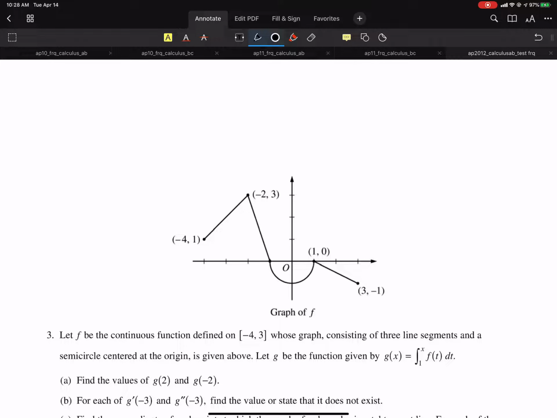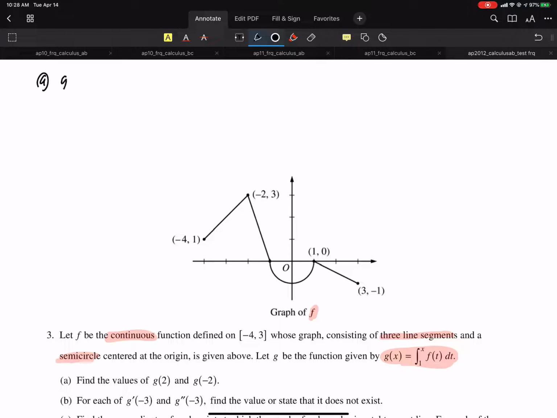This is 2012, question number 3. Let's do it. Notice this is f, and we're told it's continuous, so there's no holes or jumps. We have line segments and a semicircle, so those are the shapes involved, and we're given the function g. So let's do part A.